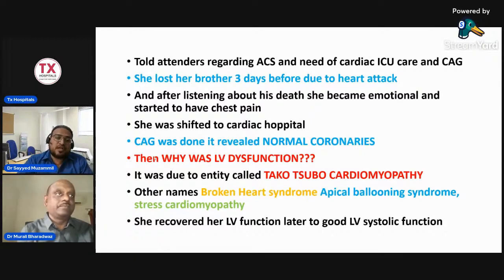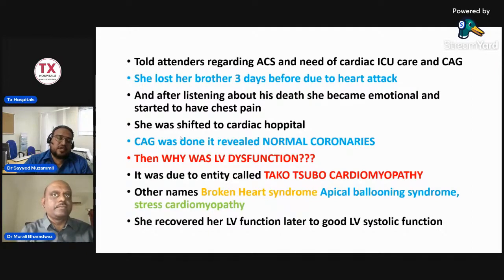Then why was this LV dysfunction? So retrospectively, we diagnosed that this was actually a case of stress cardiomyopathy, which is also called Takotsubo cardiomyopathy, broken heart syndrome, apical ballooning syndrome. So we gave her supportive care, and in further follow-up, she regained her LV function, and it improved to good LV systolic function. So what is this Takotsubo cardiomyopathy or stress cardiomyopathy?